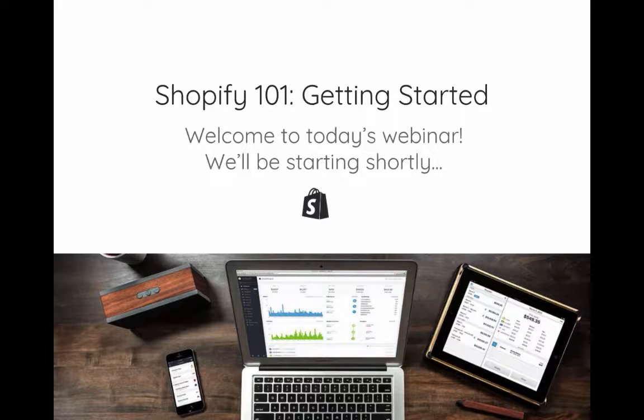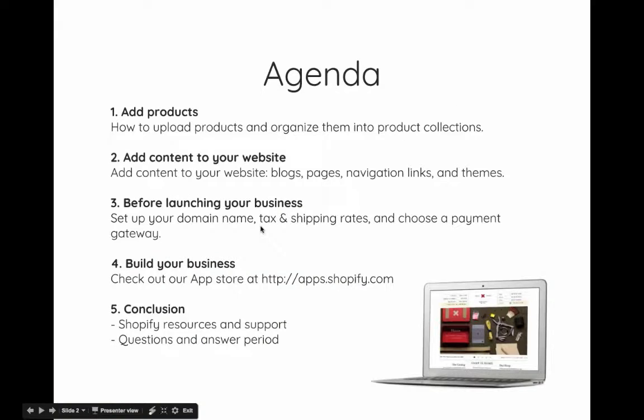So we can take a quick look at the agenda today and just see what we'll be covering. We'll be looking at adding products and how to organize them into collections, which is another word for categories. We'll then take all that content and add in additional content like your blog pages, your regular pages, navigation and links, etc., and how to link them all to your website. You use the navigation tool to do that, and you use our themes tool to do that. So I'll show you some cool new features for our themes.